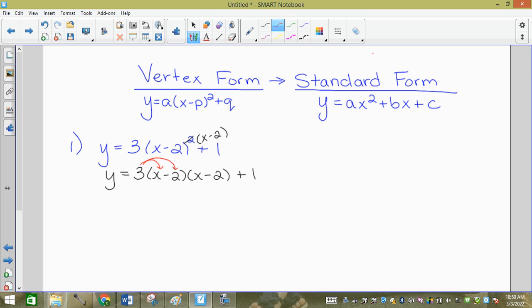Okay, have I drilled home that the 3 stops at the bracket? Has it embedded itself in your brain? Because what's going to happen is I'm going to give you another question tomorrow, and you guys are going to distribute that 3 through 2 brackets, and I'm going to be so sad. But that's not going to happen. I believe in you. I believe you will stop.